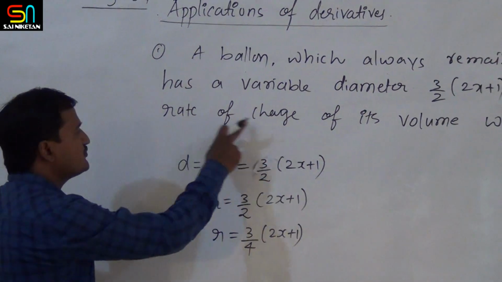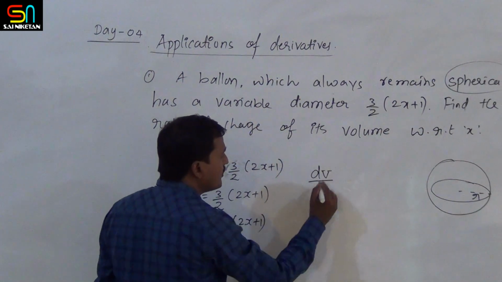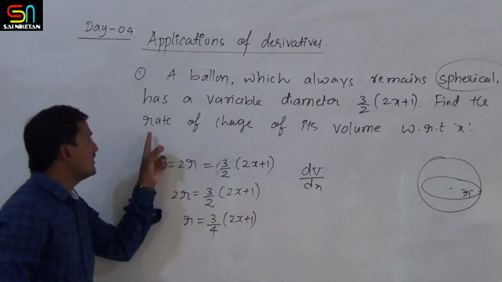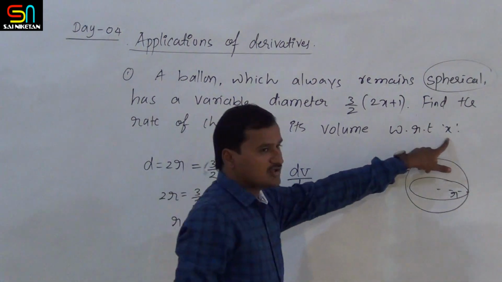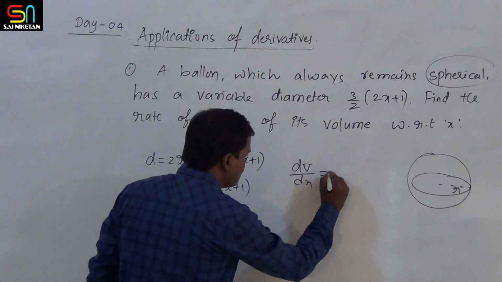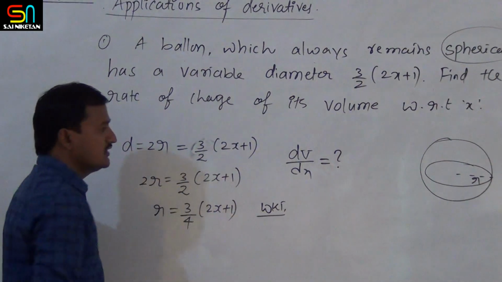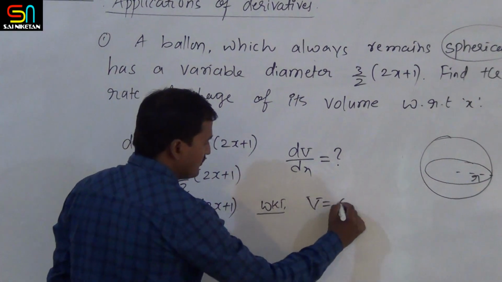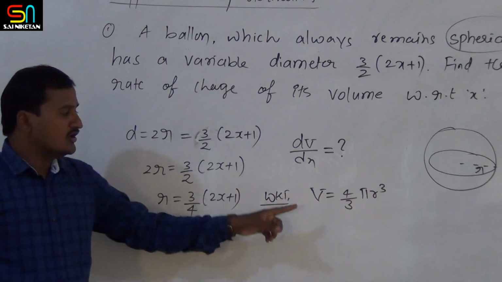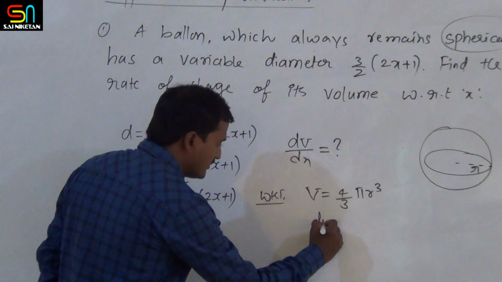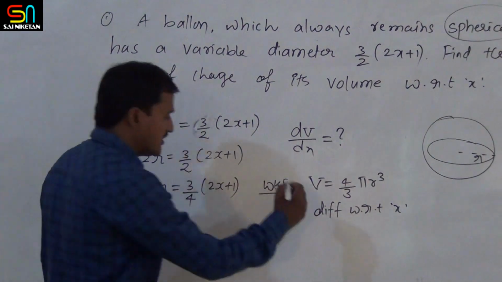So find the rate of change of its volume. So clearly here you should find dV upon dx, because they ask for the rate of change of its volume with respect to x. So dV by dx is equal to question mark, right? So we know the volume of the sphere is equal to 4 divided by 3 pi r cube. Now you have to differentiate this with respect to x.